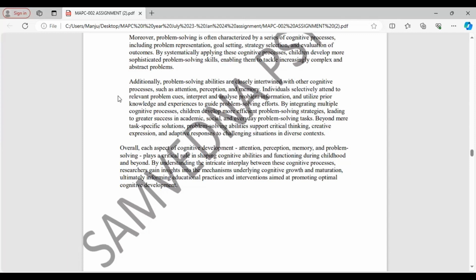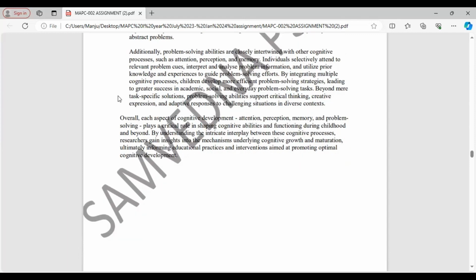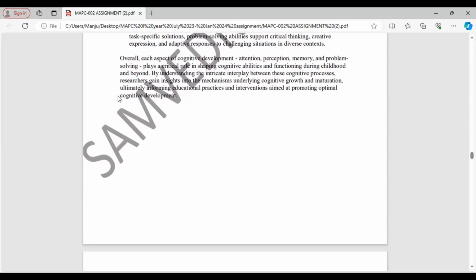So this way you'll conclude this. With this, we have completed section A. Now we'll start section B from a fresh page.